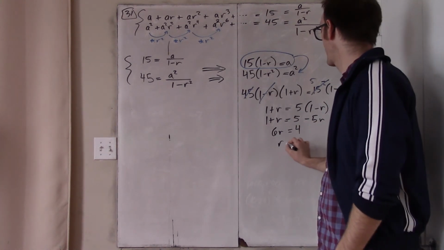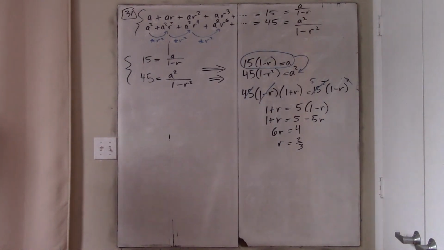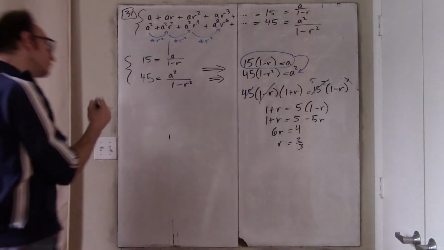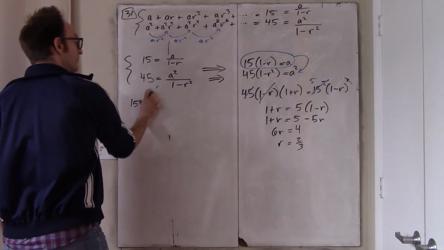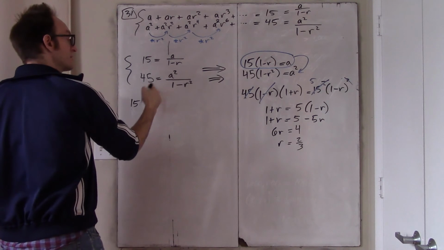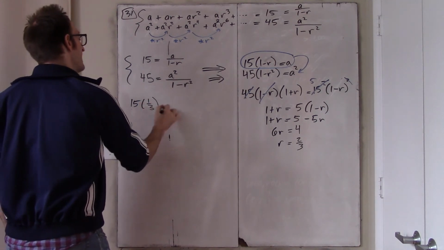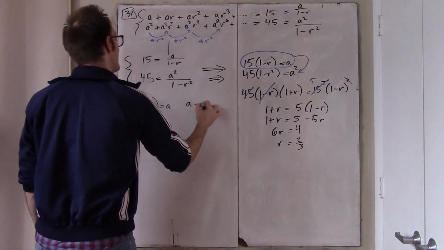And then that means r must be 2/3. Yeah, that's just like right. And if r is 2/3, then 1 minus r is 1/3, so 15 times 1/3 has to be a, and so a is 5.